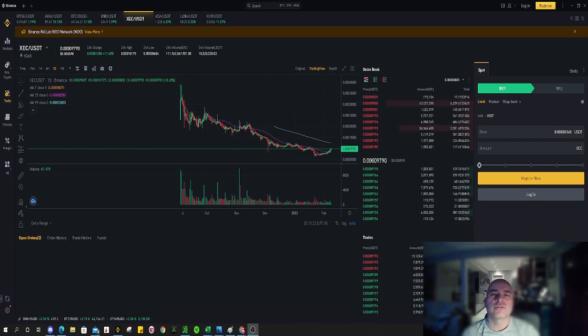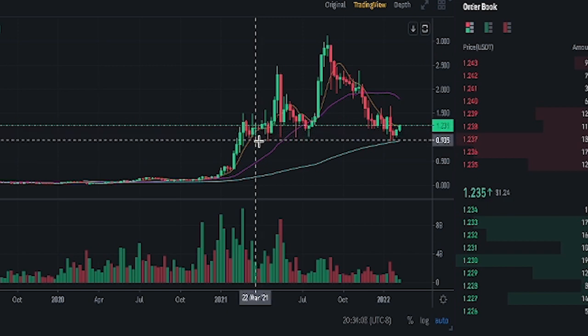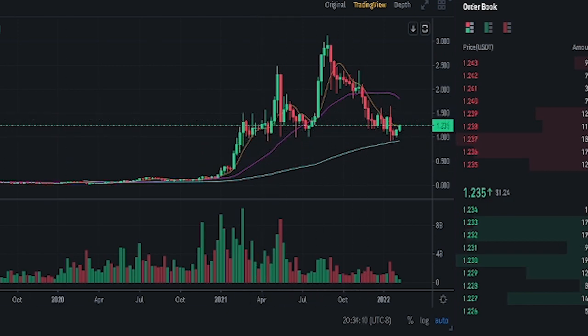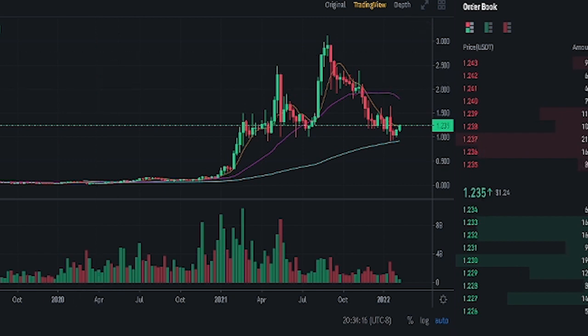How to draw your support and resistance, how to use them, and what time frame you should be looking at. Levels that might come in handy and that I have to pay attention to. So on my TradingView chart, I'm just going to draw a horizontal line to find out my support and resistance.